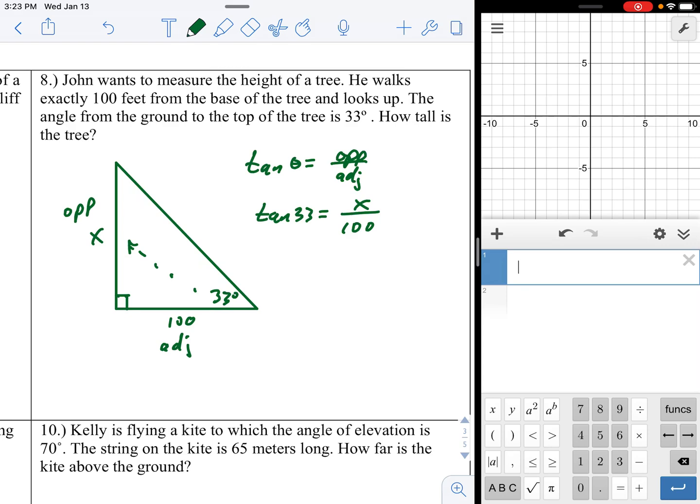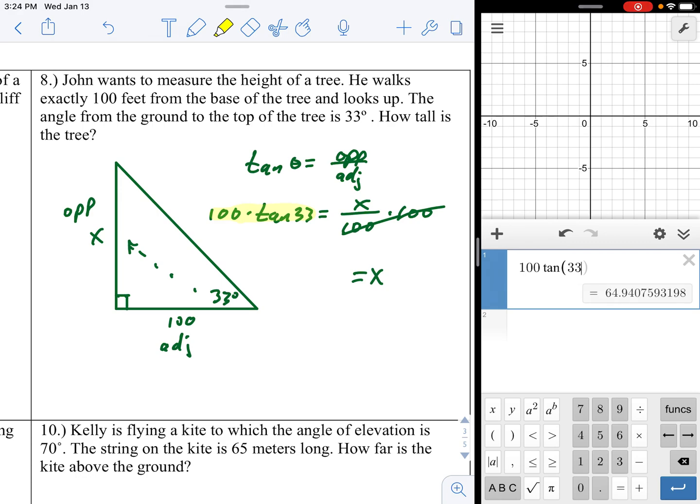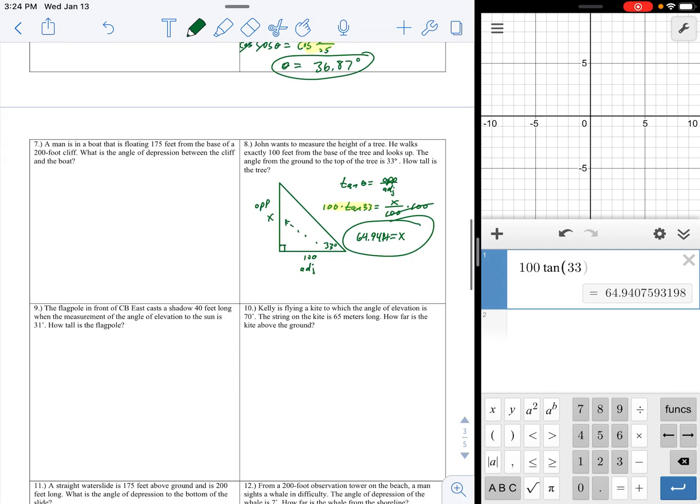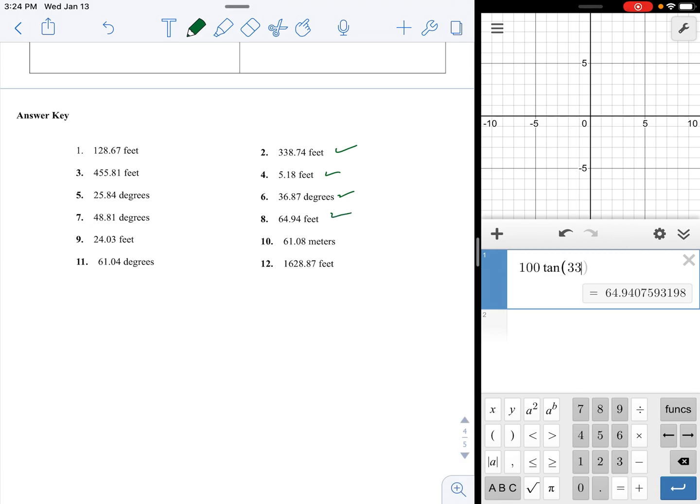Can you solve for x? Yep. Multiply both sides by 100 to cancel that out. Multiply this side by 100. X is going to equal this. Let's use a calculator. 100 times the tangent of 33. I get 64.94, what is it, feet again? Yes, feet. Let me circle that and check 64.94. Indeed it is.